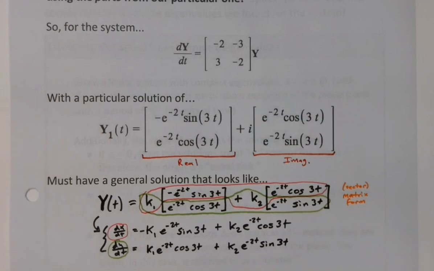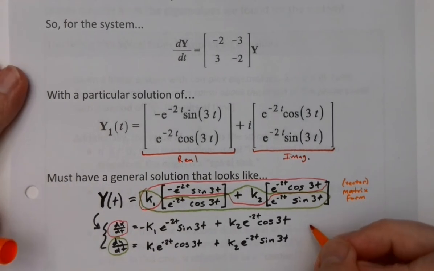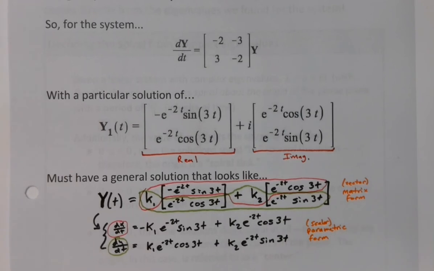And so again, we can write it in matrix or vector form, or we can write it in scalar, also known as parametric, form. And so our solution can be written either way. And this is a general solution because we've got our constants.